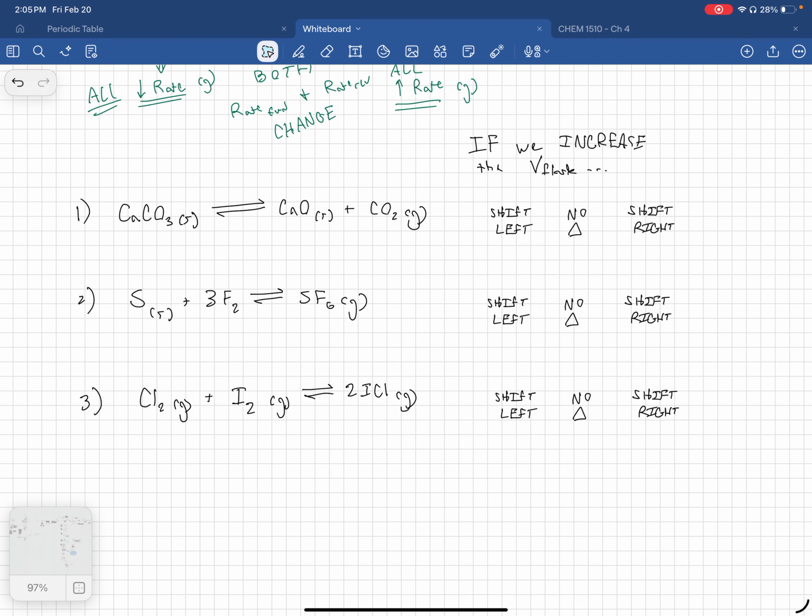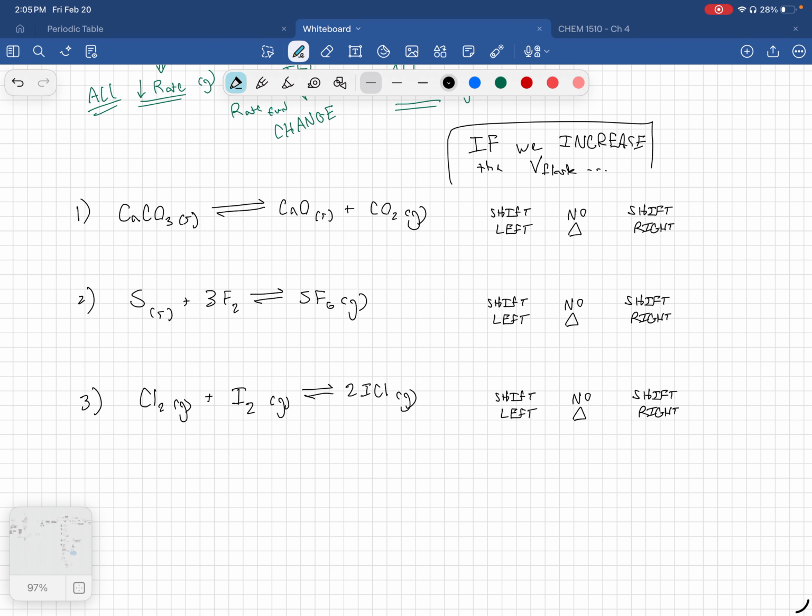Okay, so let's look at our first scenario. The first thing we're going to do is figure out which direction this is going to shift, or if there's going to be any shift, when we increase the volume of the flask. So remember, an increase in the volume of the flask leads to a decrease in the concentration of any gases that are there. So we have a gas here, and the concentration of this gas is going to decrease due to us making the flask bigger.